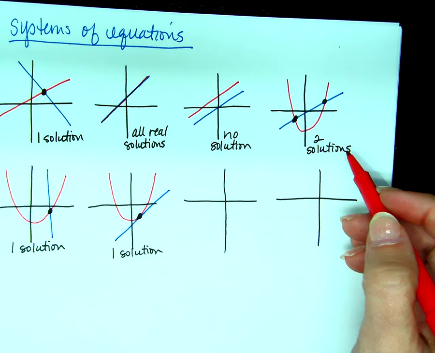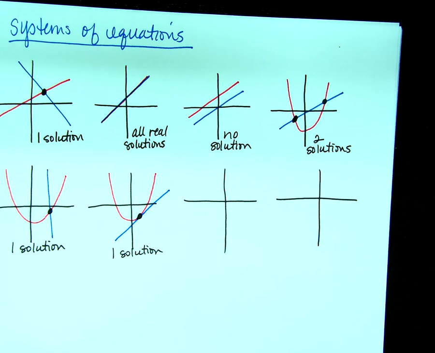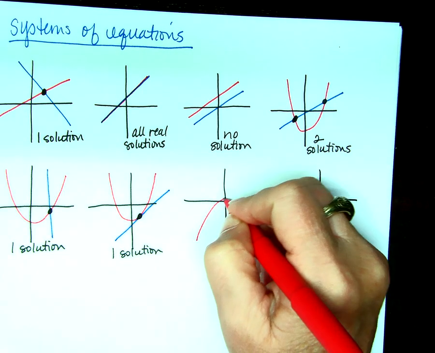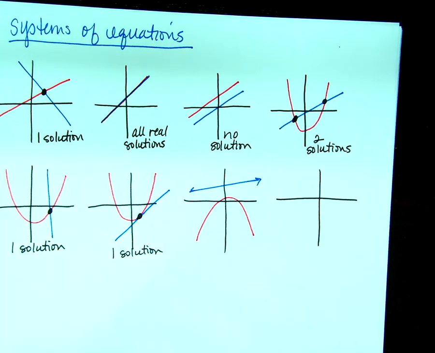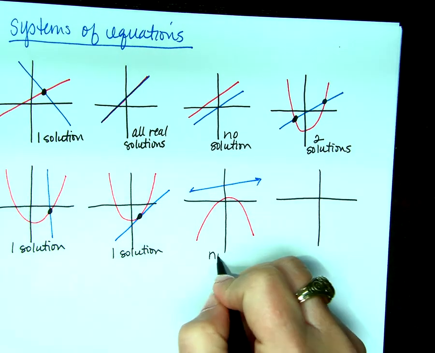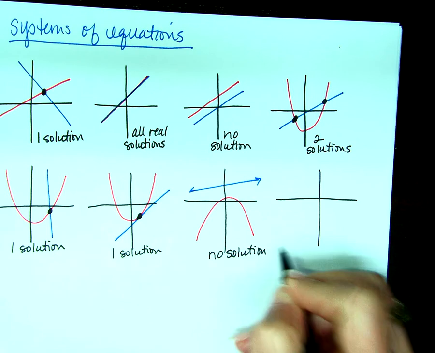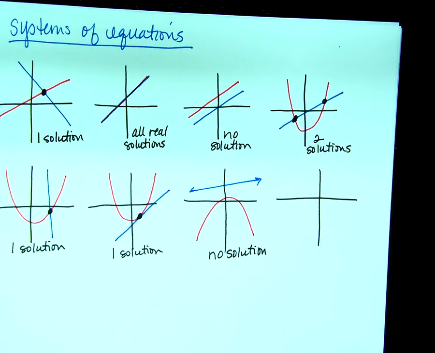So it is only 2 solutions and 1 solution? Is that the only options we have? No solution? What would that look like? So there's the parabola, and then there's the line, like that. So no solution? Is that it? No solution, 1 solution, 2 solutions? So if you have a line and a parabola, can you have all real solutions? No. But what if you had 2 parabolas?